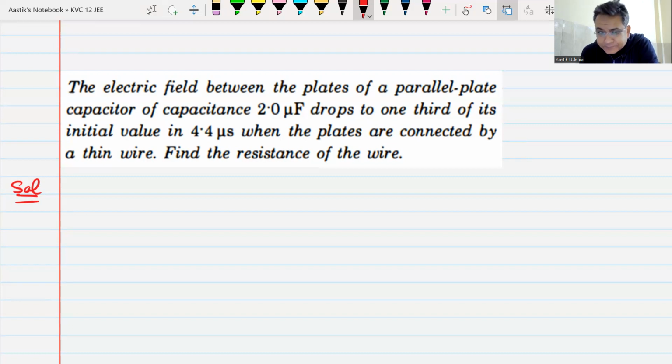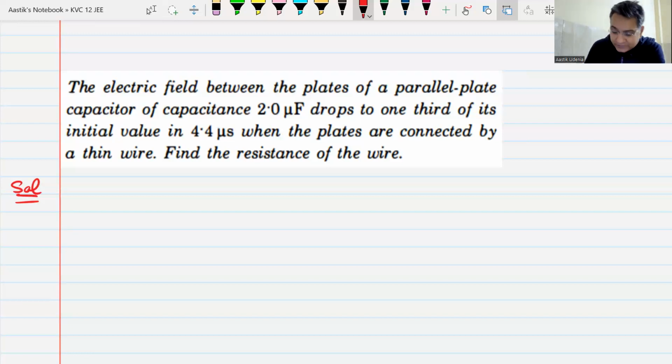A epsilon naught into by D. Yeah, beta? Yes, tell me. Electric field between the parallel plates is 2A epsilon naught by D. No, that is not correct.